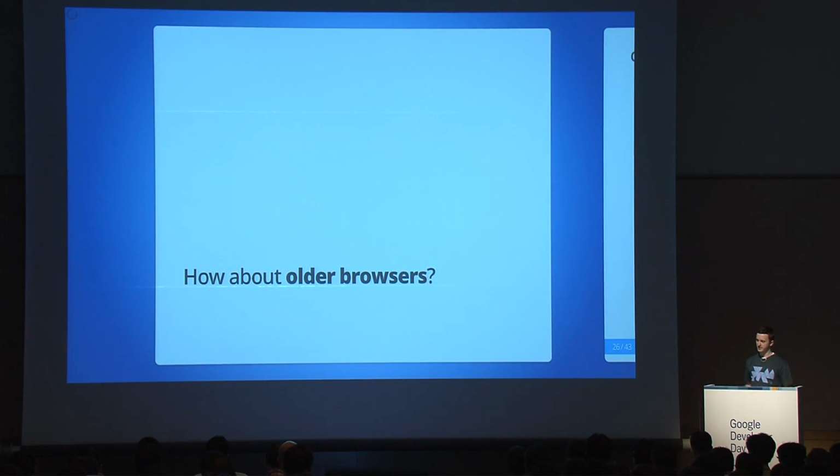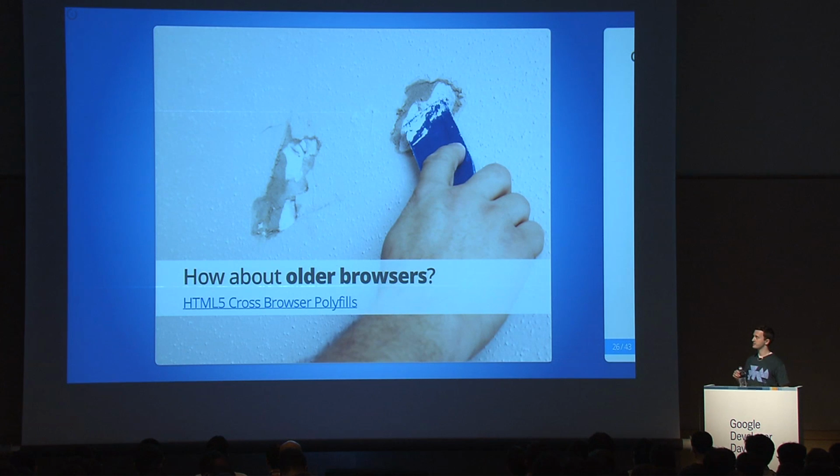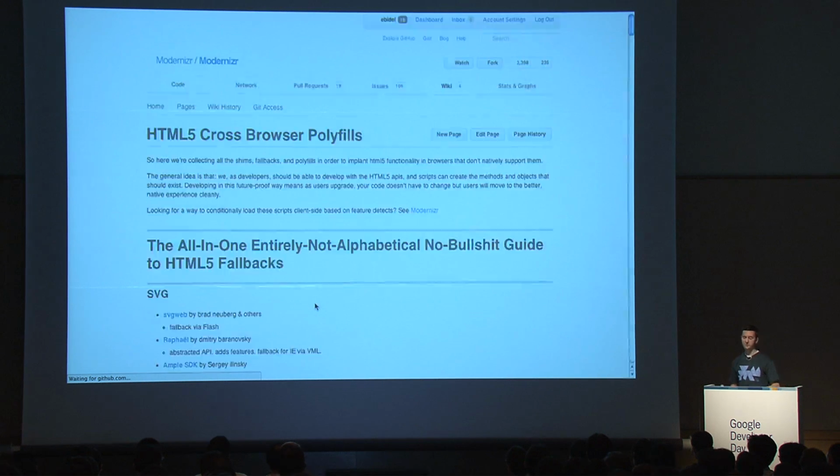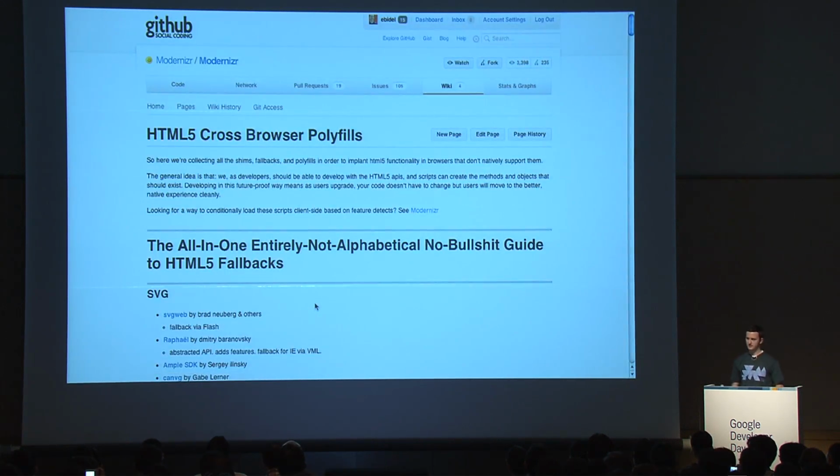So you might be wondering, I showed a lot of cool stuff earlier in the other talk I gave. So what about older browsers? And the answer to older browsers is what's called a polyfill. And these are essentially just JavaScript libraries. Polyfills are JavaScript libraries that implement the API that you're interested in using in older browsers.